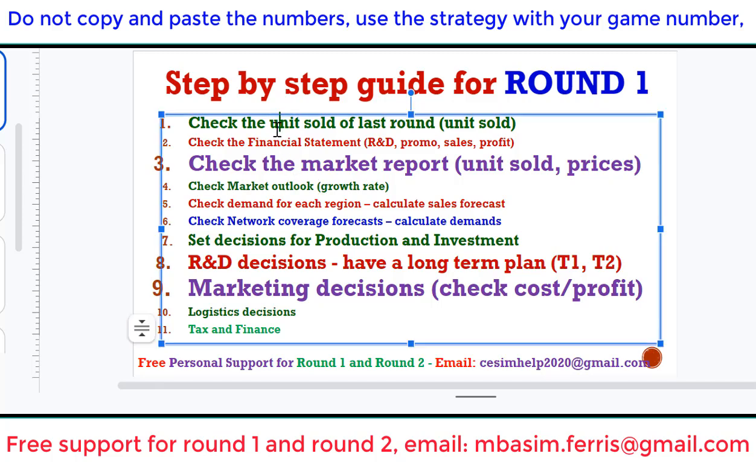So in the previous video we looked at how to check the units sold of last round, how to check the financial statement to see the R&D, promotion, sales and profit, how to check the market report to see the number of units we are going to sell at different levels of price, and very important, to check the market growth rate. And now we check the demand for each region and calculate the sales forecast.